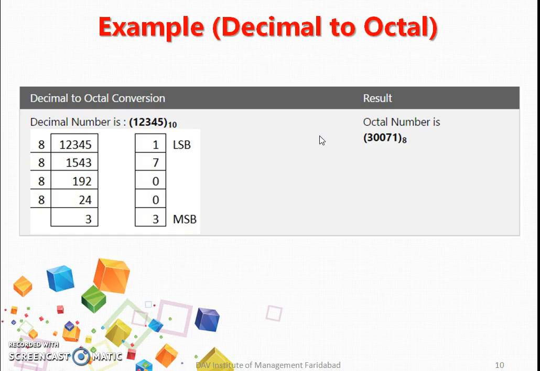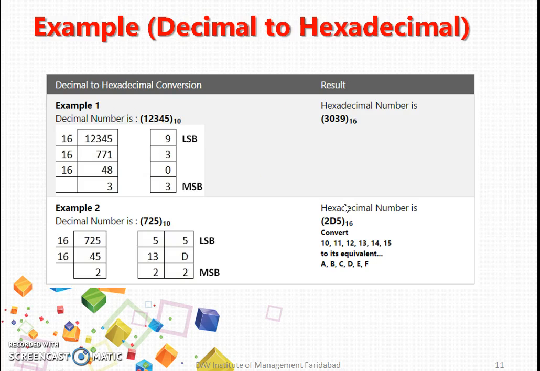In the next example, we'll convert the same decimal number to octal to make it more clear. 12345. Now we are going to divide it by 8 because we have to convert it into octal, and the base of octal is 8. We'll divide it in the same manner, quotient here, remainder here, and the result will be from bottom to top, MSB to LSB. Next is decimal to hexadecimal. The same way, now we are going to divide it by 16, and then the answer is 3039.